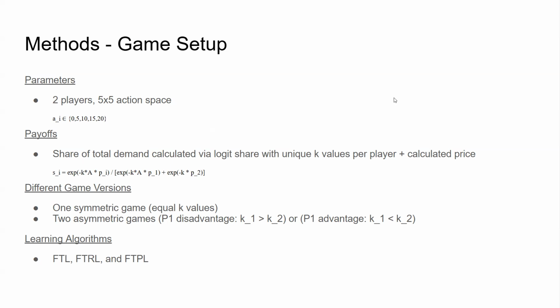And then there are three different game versions, where one is symmetric, so both of the players will have equal K values, meaning if they have the same price at the same time, they will get the same amount of demand and therefore the same payoff. And then there are two asymmetric versions of the game, where P1 has a disadvantage of having a higher price elasticity value, and then another version where P1 has the advantage of having a lower price elasticity value.